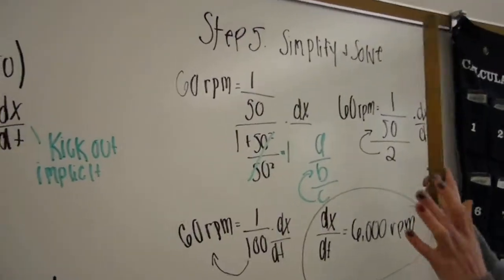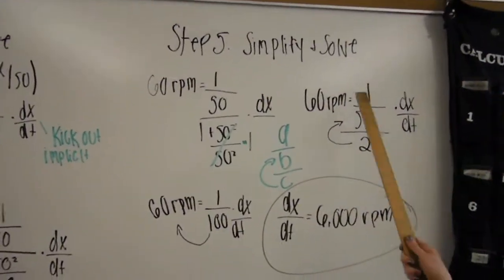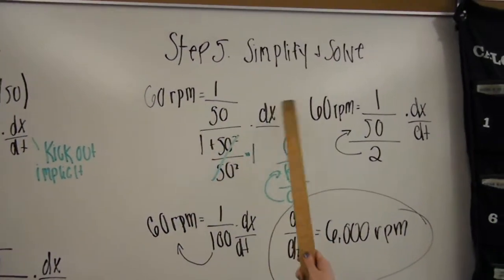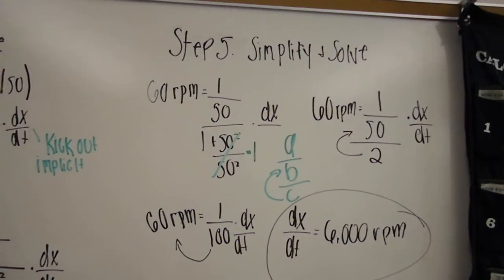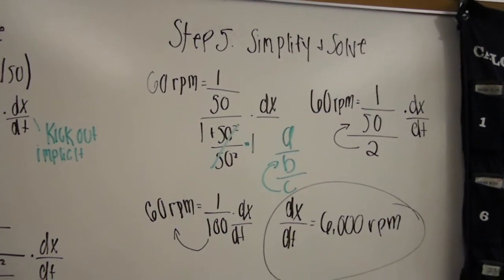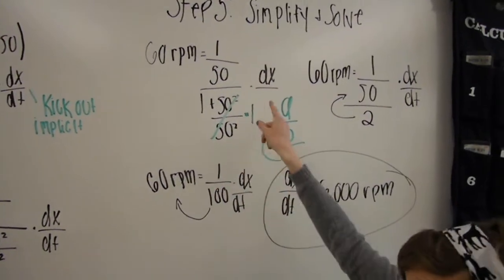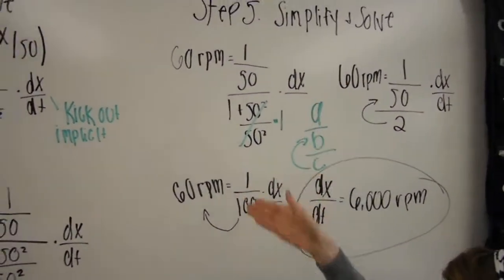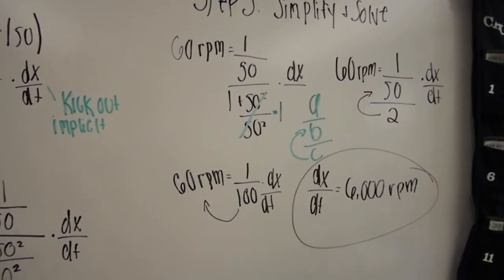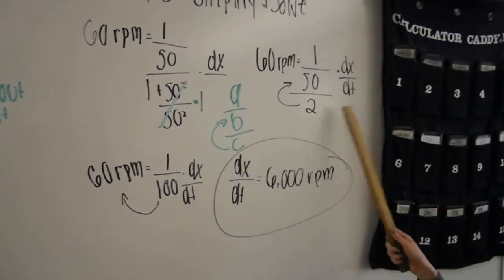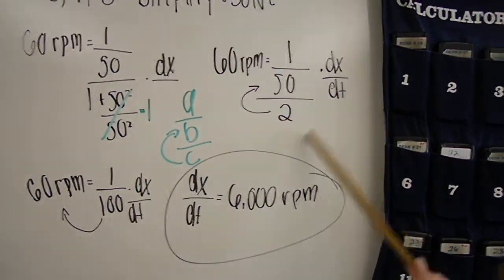All right. Finally, we're getting down to the end, guys. We're almost there. We're going to simplify and we're going to solve. Okay, so we have this equation, the same one before. 60 pi equals 1 over 50 all over 1 plus 50 squared over 50 squared. Now, this, it's the same over the same. What does that do? Crosses out, equals 1. That's really awesome because it makes it that much easier. So you're going to get this equation now. 1 over 50 all over 2.